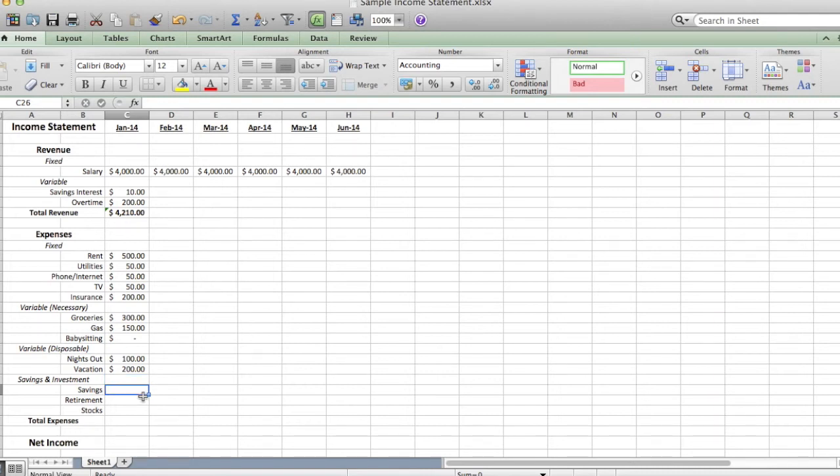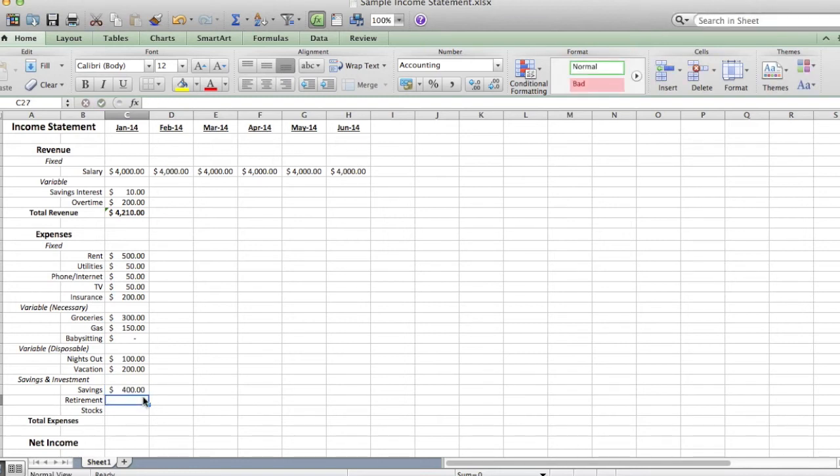The fourth category, a very important one, is savings and investment. Remember that you should have between 3 and 6 months of your salary saved in case you lose your job, you have an emergency, your car breaks down, your house lights on fire, any number of different things that come up. You have to be prepared. So it's important to put away a specific amount of money each month. We're going to be conservative here. We're going to say 10% of our overall salary, and that's $400.